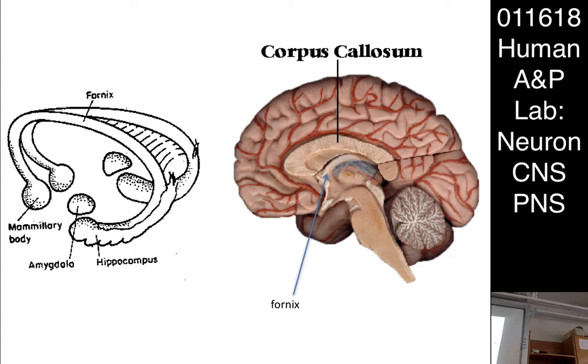The fornix connects the mammillary body with the amygdala and the hippocampus. Hippocampus is the part of the brain that helps you store. It converts short-term to long-term memory. But fornix is another part where there's decussation between the two hemispheres of the brain and connection between mammillary body. What does fornix remind you of?